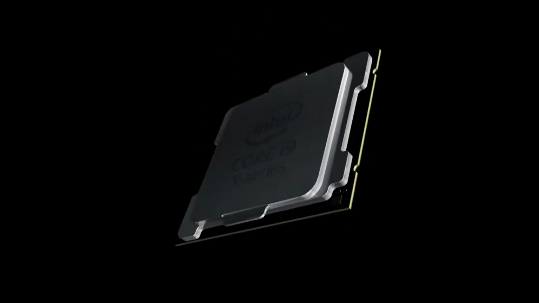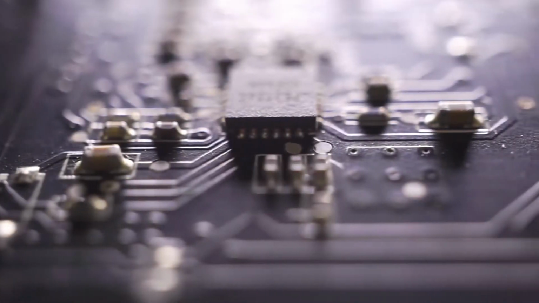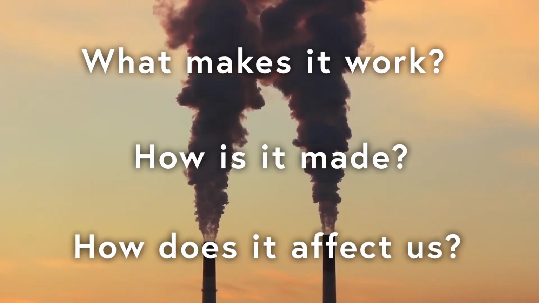The computer chip. It's used in nearly all of our electronics, from our cell phones to supercomputers. But what makes a computer chip work? How is it made? And how does the production of these chips affect the world around us?